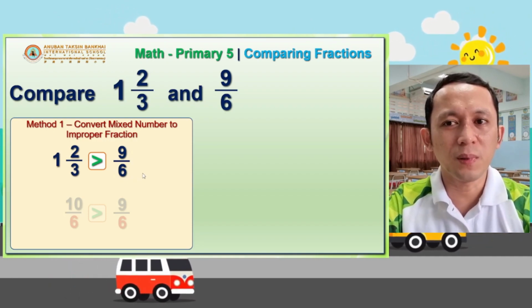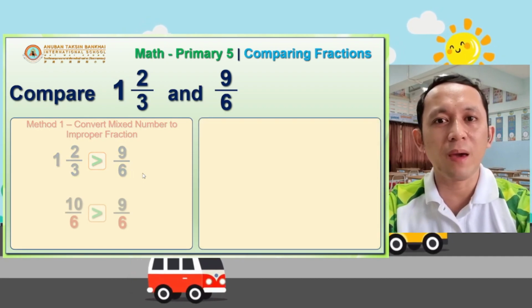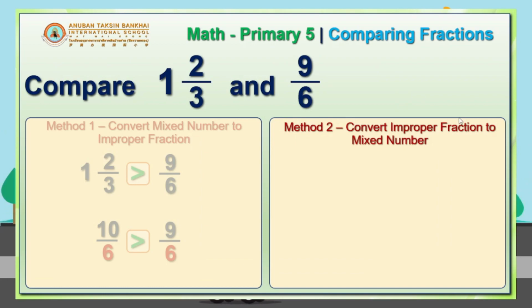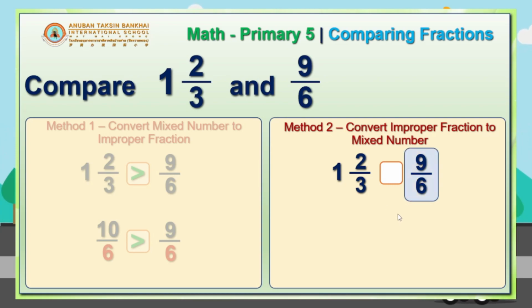Okay, so that's very simple. Now, let's have our method 2. So method 2, this is the opposite way around. So we convert improper fractions to mixed numbers. So let's try to write again our numbers here. So we have 1 and 2 over 3 is blank 9 over 6. So our improper fraction is 9 over 6. So we just convert this into a mixed number.